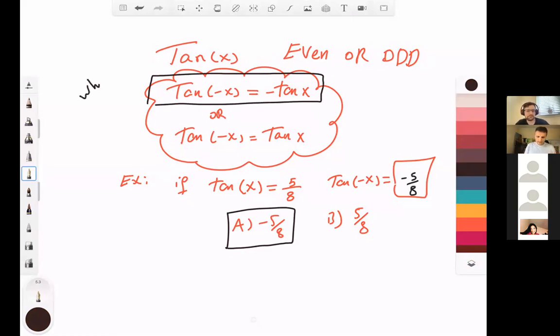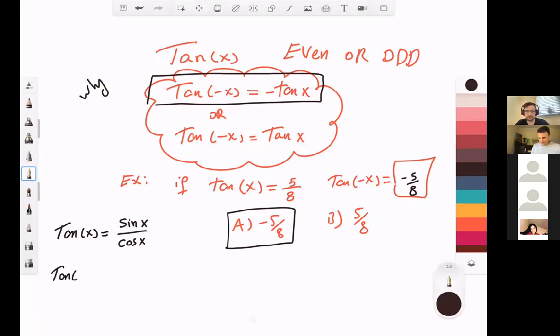If I ask you why, then we can prove it, because we're going to go back to sine and cosine. Look at tangent of x. This is the same as sine of x over cosine of x, correct? That's the identity of tangent. Now I'm going to find tangent of negative x. It will be sine of negative x over cosine of negative x. Agree?